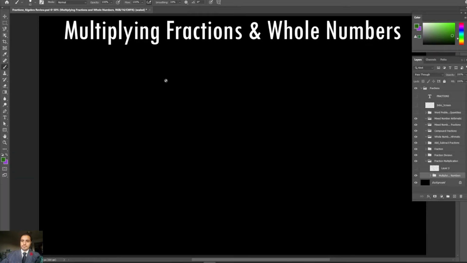Okay guys, so welcome back to another section on fractions. In the last section we looked at how to multiply two fractions together. In this section we're going to look at how to multiply a fraction with a whole number. This is almost as easy as the last section.